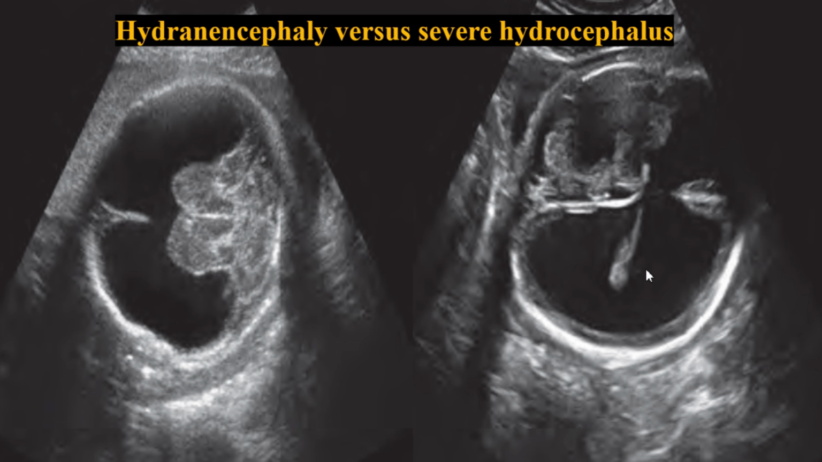And here we can see severe hydrocephalus. This axial image of the head of a fetus at 29 weeks gestation shows severe hydrocephalus due to aqueductal stenosis with markedly dilated lateral ventricles. And here we can see the thin peripheral rim of maintained cortical tissue, which differentiates it from hydranencephaly.